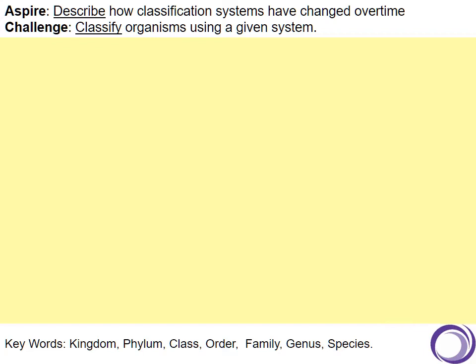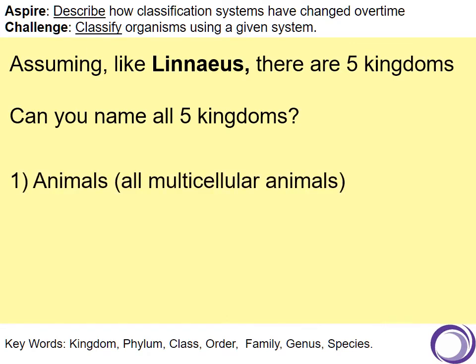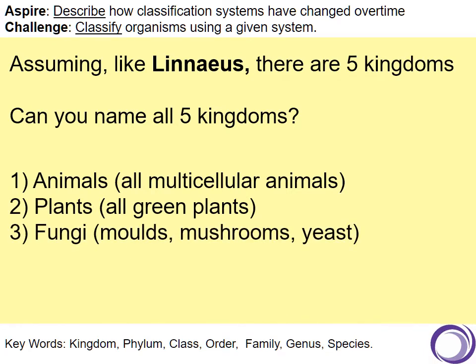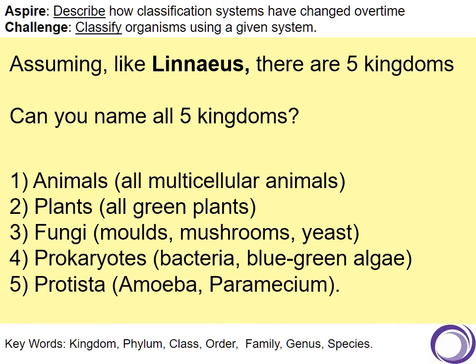Developments in microscopes have enabled scientists to compare the internal structures of cells. They also know a great deal more about the biochemistry of different organisms. You can even compare the genomes of organisms. As a result, classification systems have changed. And at one stage, scientists used five kingdoms to classify organisms. These kingdoms were animals, so all multicellular animals, plants, all green plants, fungi, such as molds, mushrooms and yeast, prokaryotes, bacteria and blue-green algae, and protista, things like amoeba and Paramecium.